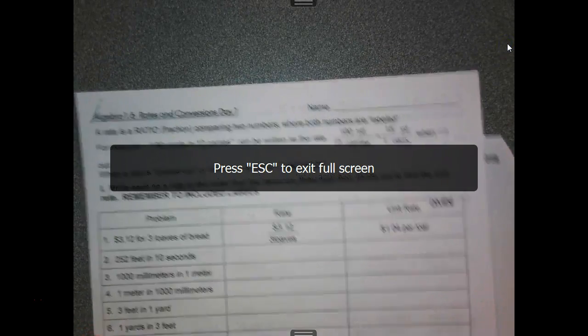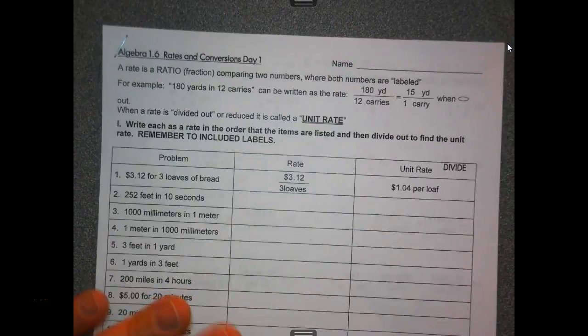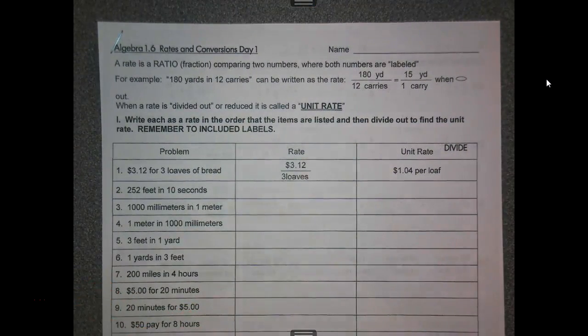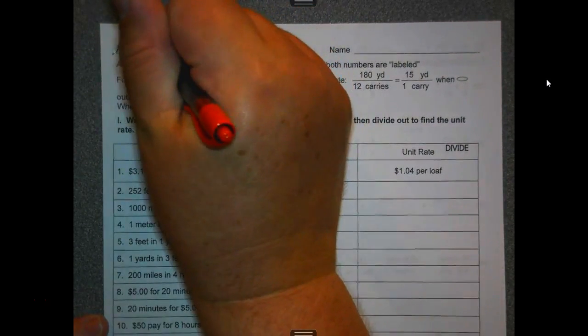Okay, this is 1.6 part 2, right? Yeah, part 1 we did yesterday, where we did unit rate. That's fine. Okay, this is 1.6 part 2.